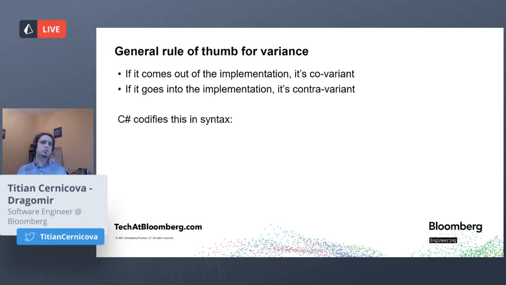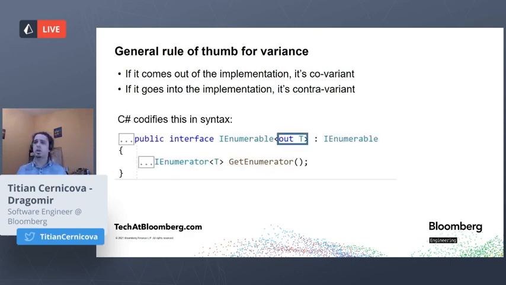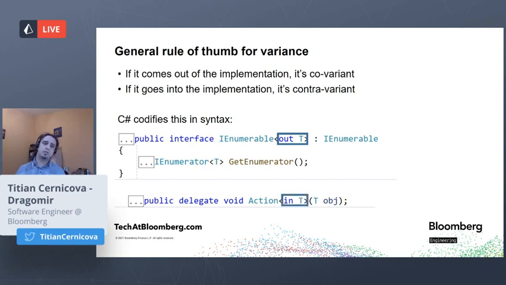And actually some languages codify this in syntax. For example, C# has explicit covariance and contravariance annotations. For example, IEnumerable is an interface that produces elements of type T, so it's covariant and it's annotated with out. Or for example, a function signature such as Action is annotated with in for its parameter types, meaning that it's going to be contravariant. Now, TypeScript doesn't have an explicit annotation for variance.